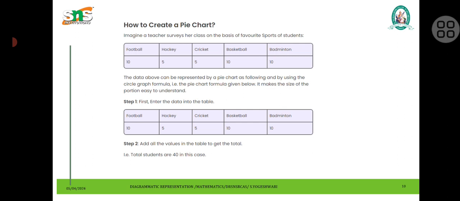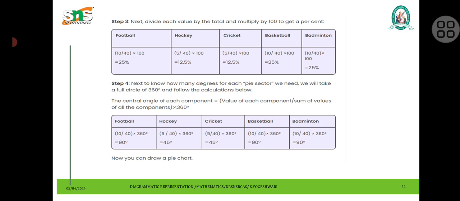How to create a pie chart? Imagine a teacher surveys the favorite sports of students: football, hockey, cricket, basketball, badminton, with the number of students for each. Step 1: enter the data into the table. Add all the values in the table to get the total. If the total is 40, then football is 10 divided by 40 into 100, so 25 percent. Hockey is 12.5 percent, cricket is 12.5, basketball is 25, badminton is 25.